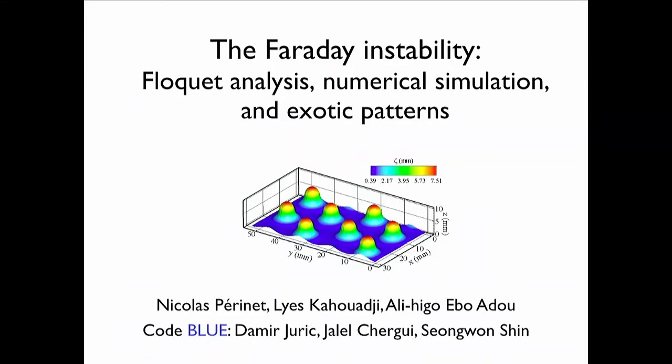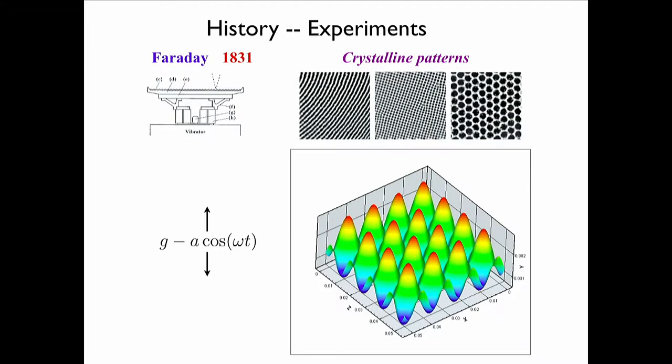This was done by other co-workers here. And what is the Faraday instability? Well, it's the oscillation of a plate of fluid, a thin layer of fluid like this, and above a certain acceleration, a certain amplitude of oscillation, you get standing waves forming on the surface. And I think if I do this right, this will appear. Yeah, like this.